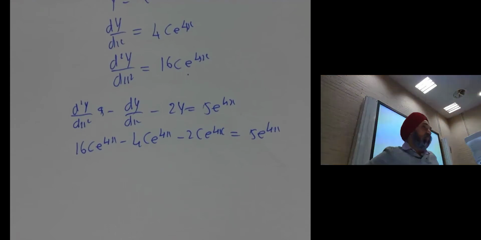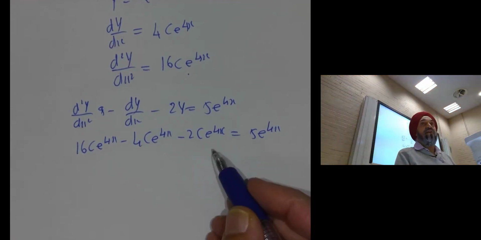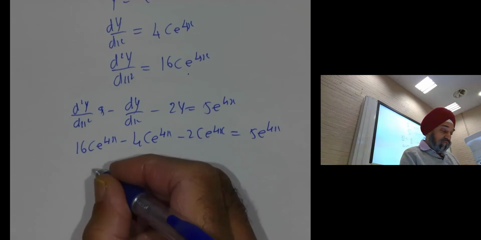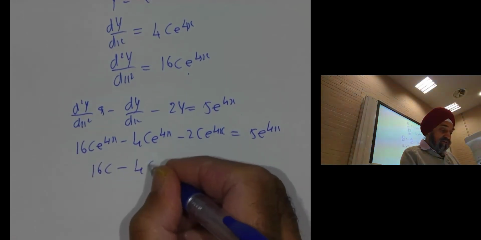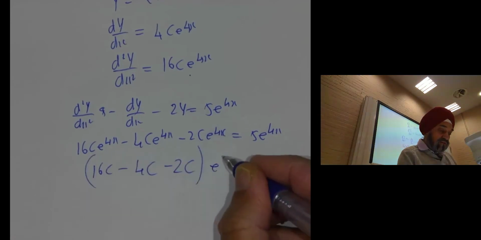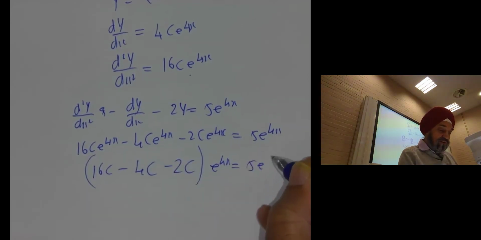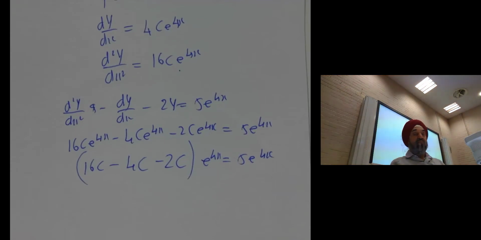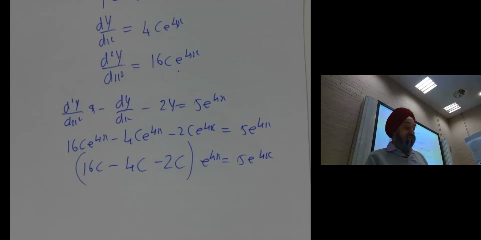How can I find c now? Well, you can take e to the 4x out, can't you? If you factor out e to the 4x from both sides, what do you get? 16c minus 4c minus 2c, times e to the 4x, is equal to 5e to the 4x. How does that help us find c?